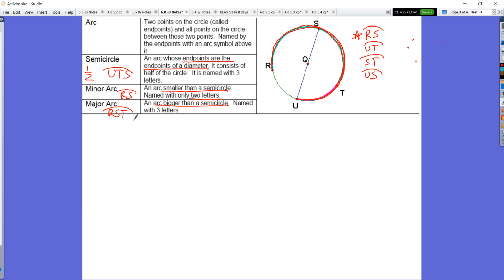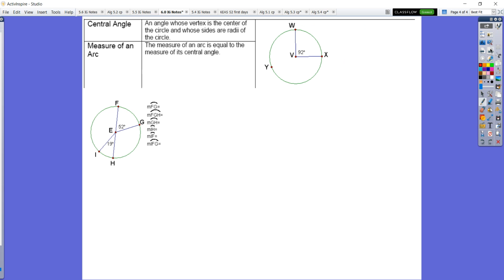The last thing we're going to talk about is angles inside of a circle. If we have an angle whose vertex is the center of the circle, so this guy right here, the angle goes all the way to the center of the circle, to the middle. We call those things central angles. And they can be different sizes. They're not always just 92 degrees. These can be different sizes. As long as the vertex, the point, is the center of the circle, then we would have a central angle.